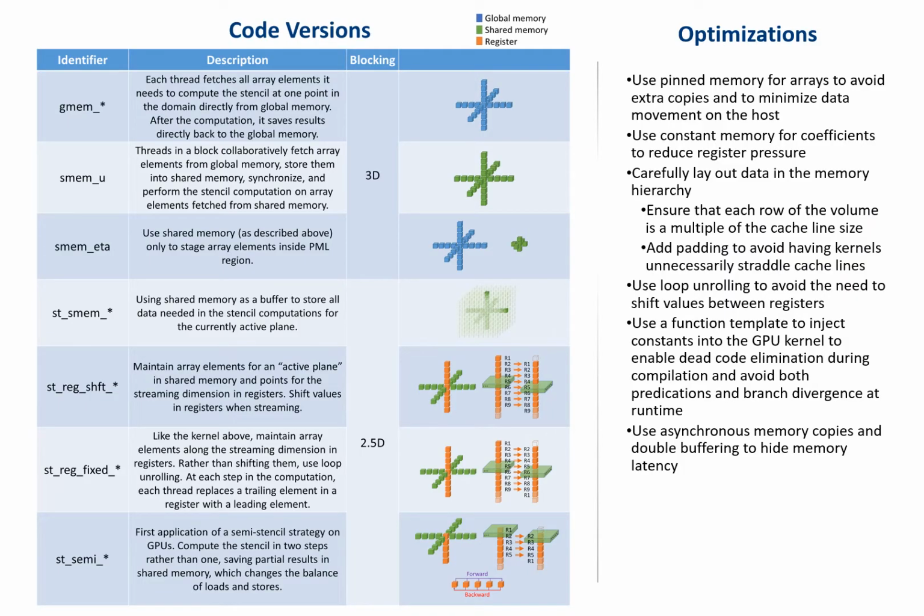We implement several code versions. Each has its variant of different block dimensions. We have a 3D blocking implementation that only uses global memory, and others use shared memory. Additionally, we have a 2.5D blocking implementation that loads all 2D planes needed for computation into shared memory.